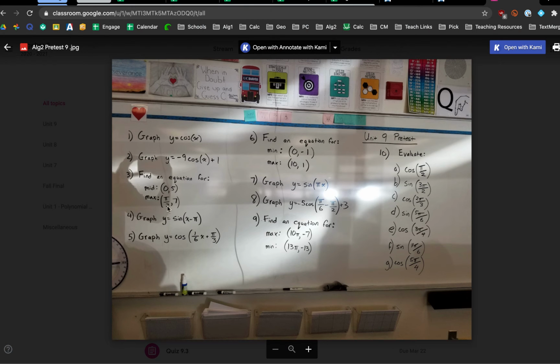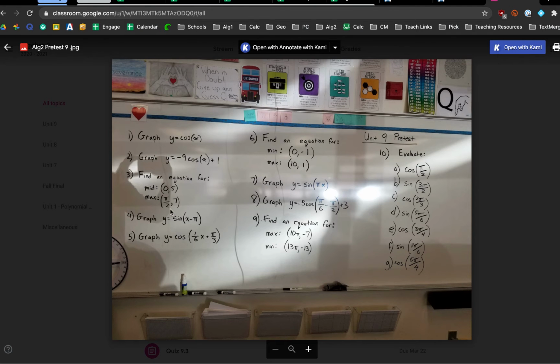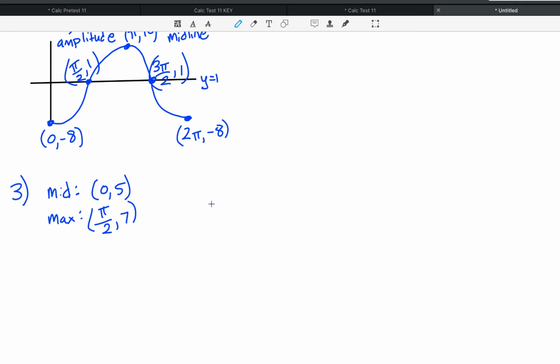Problem number 3 is we have a midline, or a point on the midline. The point on the midline is 0, 5. We have a point on the maximum. That is at pi over 2, 7. Pi over 2, 7. Let's go ahead and graph those, and then we'll discover some things by adding points to our graph.